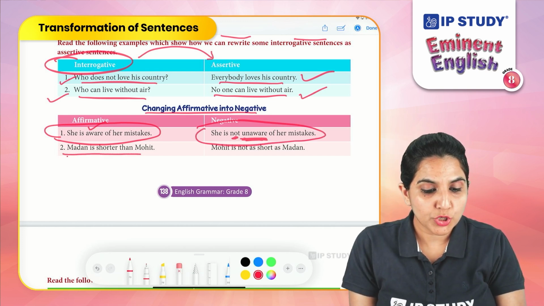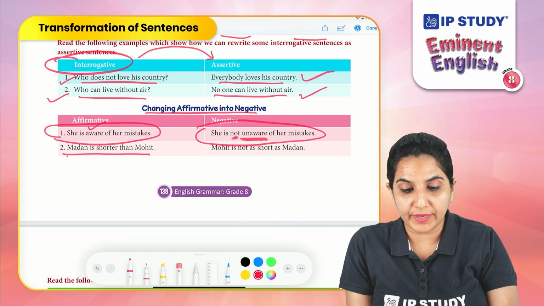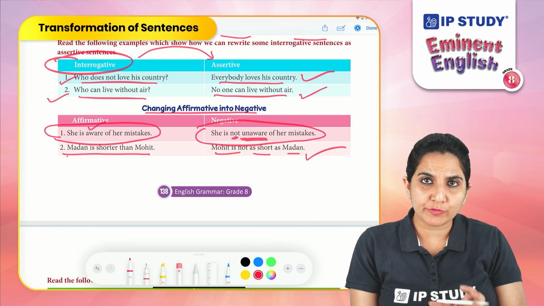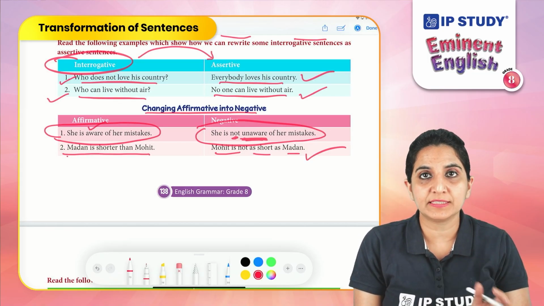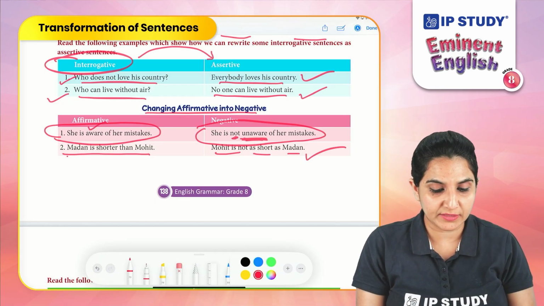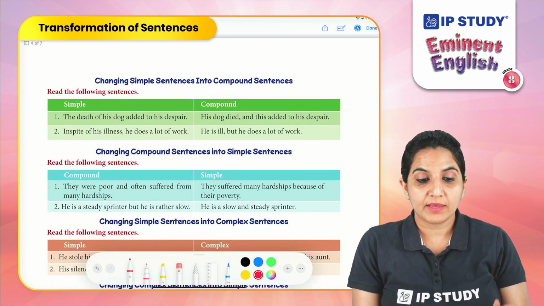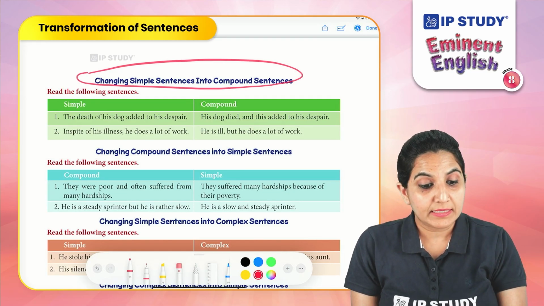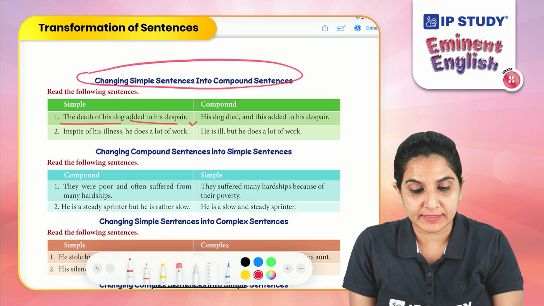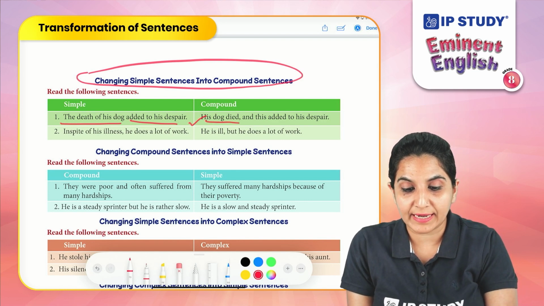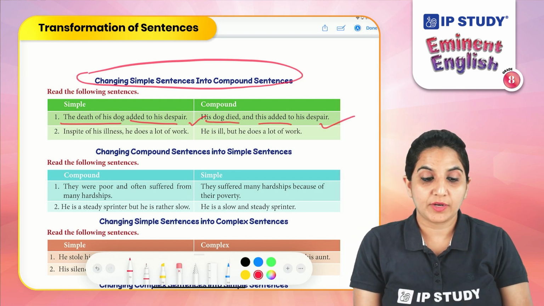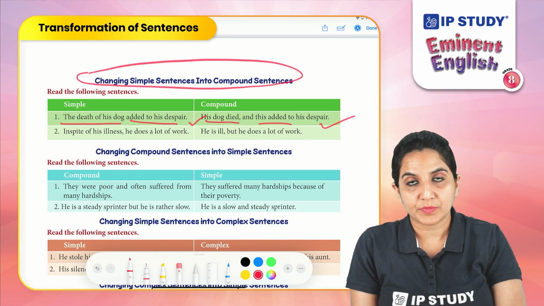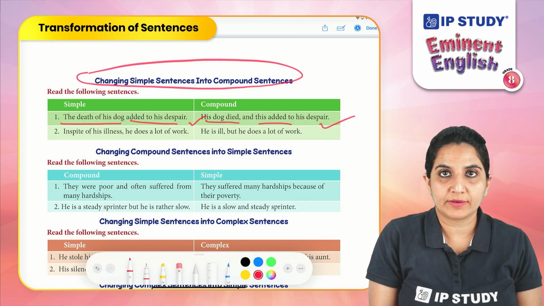"Madan is shorter than Mohit." "Mohit is not as short as Madan." So be very careful that you do not change the meaning of the sentence while transforming affirmative sentence into a negative sentence. We can also change simple sentences into compound sentences. "The death of his dog added to his despair." "His dog died and this added to his despair." Now here we have changed a simple sentence into a compound sentence because we have given them two independent clauses.